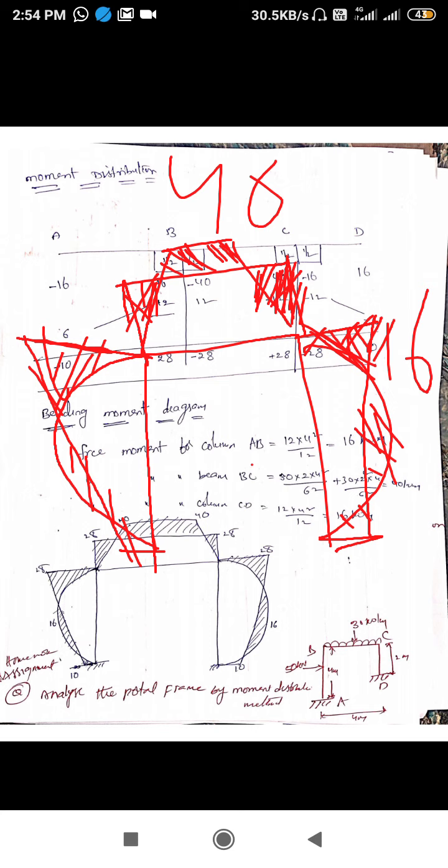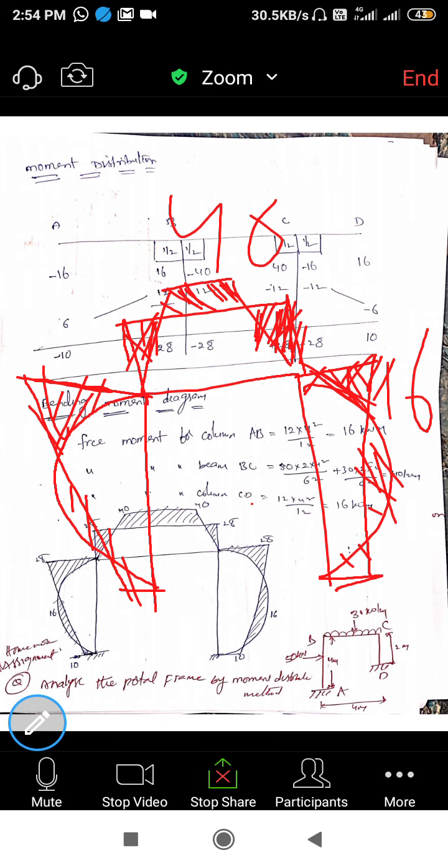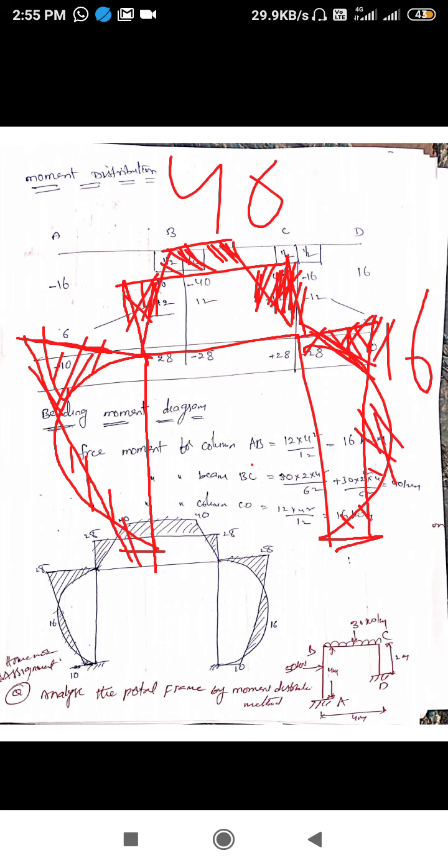So I have given two assignment questions for you. One is the slope deflection method, another one is the moment distribution method. So up to that, your syllabus second unit is completed. Okay, next class I will start the third unit.